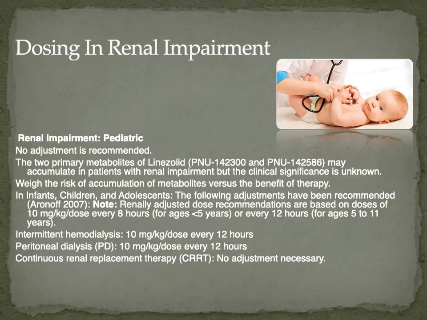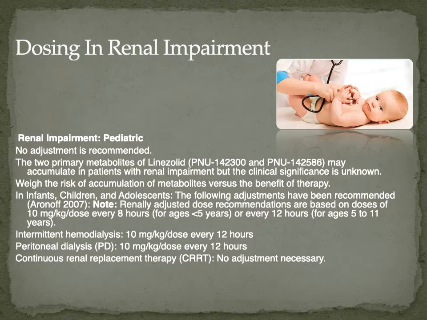Dosing in renal impairment. For renal impairment in pediatrics, no adjustment is recommended. The two primary metabolites of linezolid may accumulate in patients with renal impairment, but the clinical significance is unknown. Weigh the risk of accumulation of metabolites versus the benefit of therapy. In infants, children, and adolescents, the following adjustments have been recommended according to Aronoff 2007. Note that renal adjusted dose recommendations are based on doses of 10 mg per kilogram per dose every 8 hours for ages less than 5 years or every 12 hours for ages from 5 to 11 years.